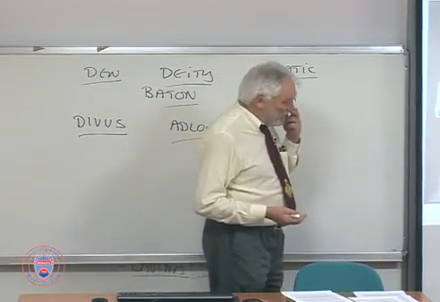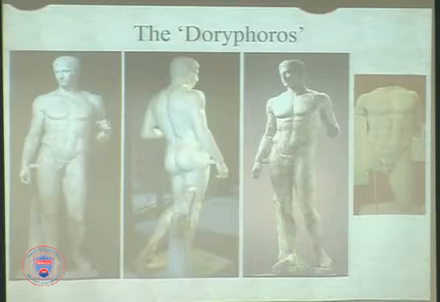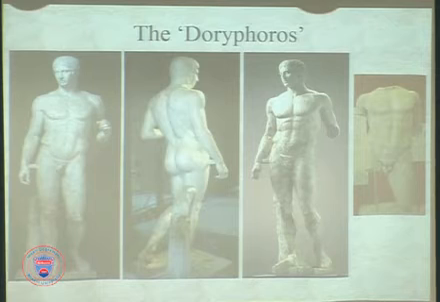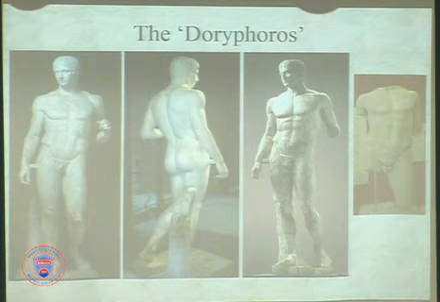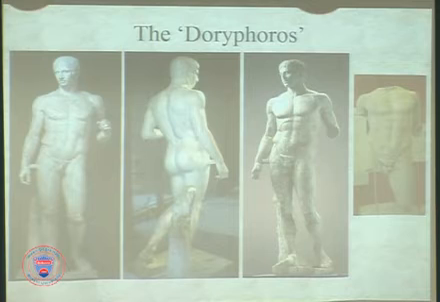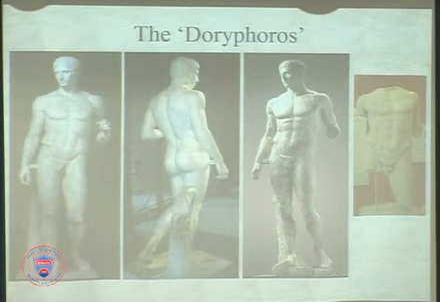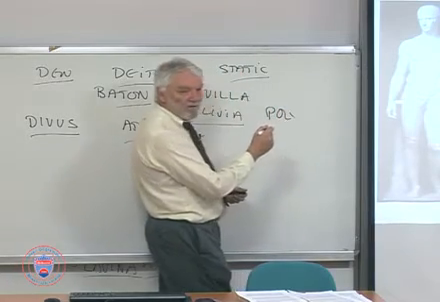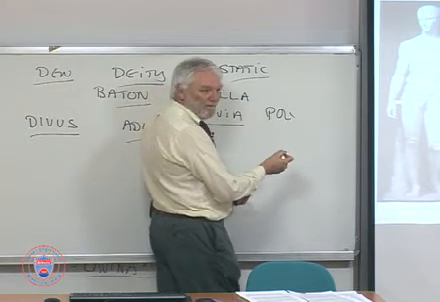Well, the inspiration for this particular statue is, of course, the Doryphorus statue, a statue made in the 5th century by Polyclitus. Is it Polyclitus? Yeah. Come on, you're all supposed to know this. This is not my period.